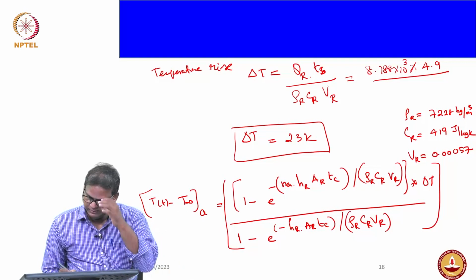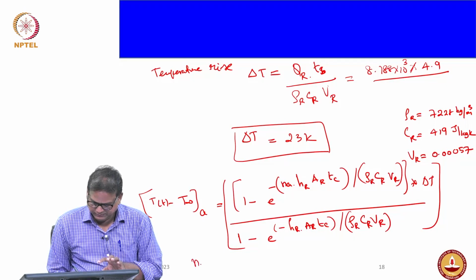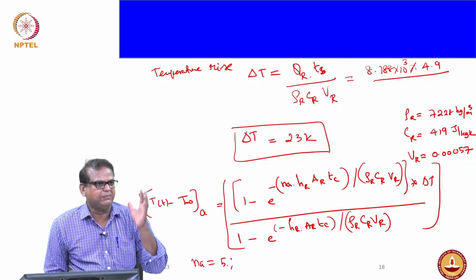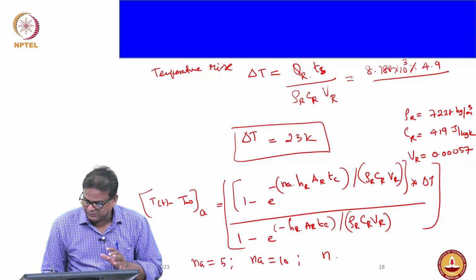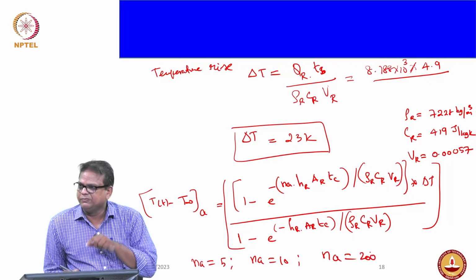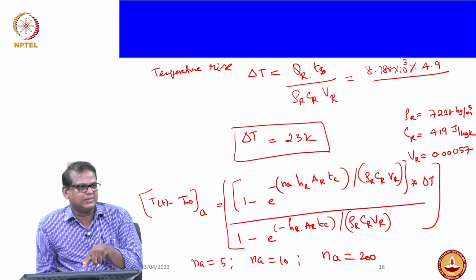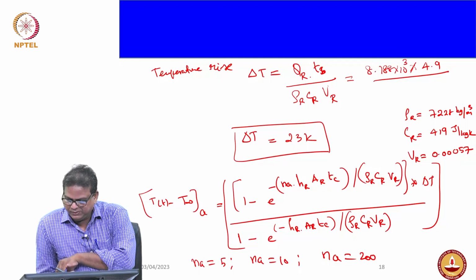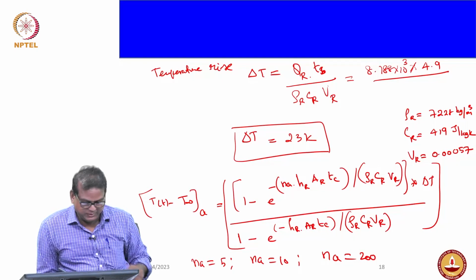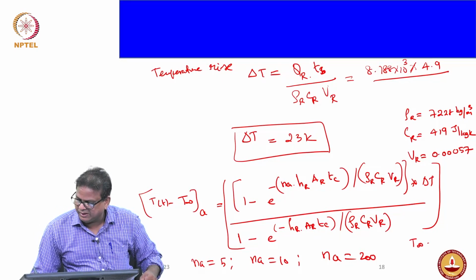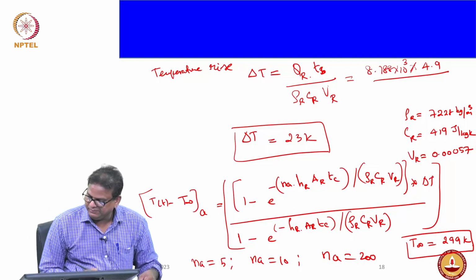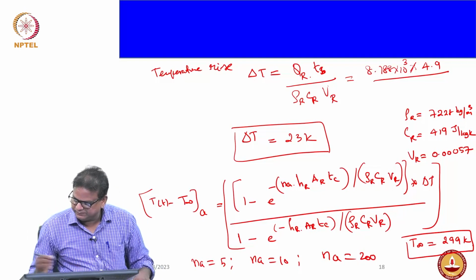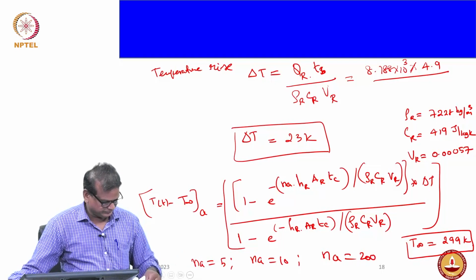In fact, we have to use NA equal to 5 first, for 5 cycles, then NA equal to 10, then NA equal to 200, right. For the 5th cycle, 10th cycle and 200th cycle, we need to find out what the final temperature will be. So we can assume the ambient temperature equal to 299 Kelvin. Let's take this as the value.